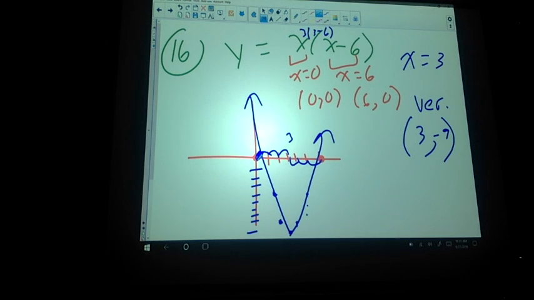You guys are much needed tonight. Anything else? 15? 18 and 15. Okay, how about I do 15, then I'll do 18. We'll call it good.